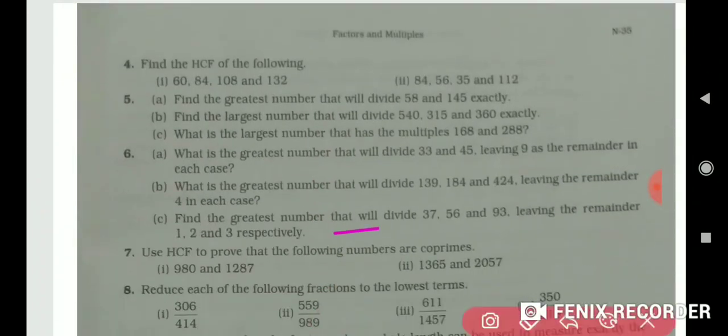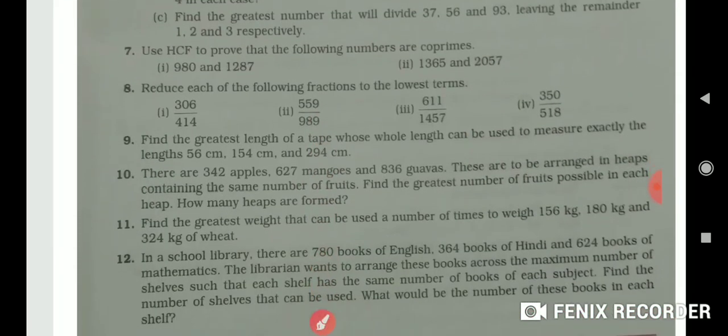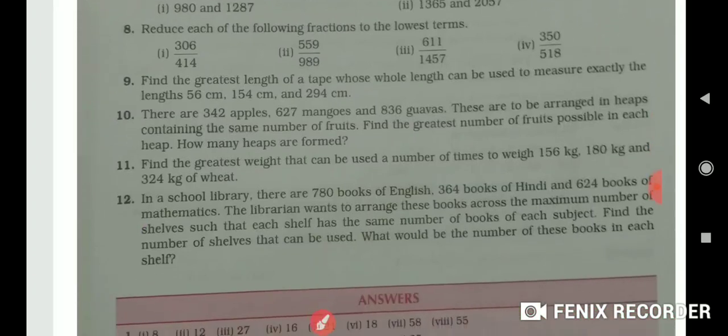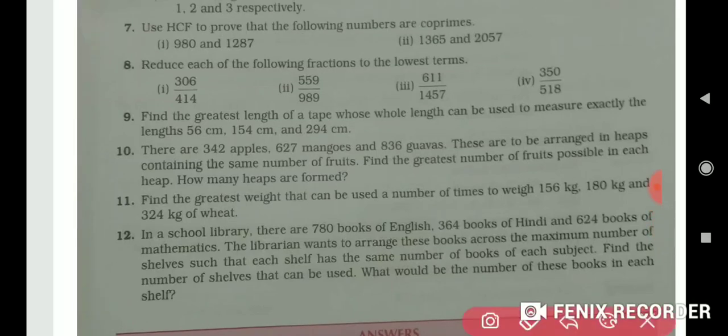Yesterday we completed exercise 2D up to the sixth question. Today I will explain questions 7 to 12, and this exercise will be completed by today. You have to complete all the questions and exercises in your notebook. I will explain this.